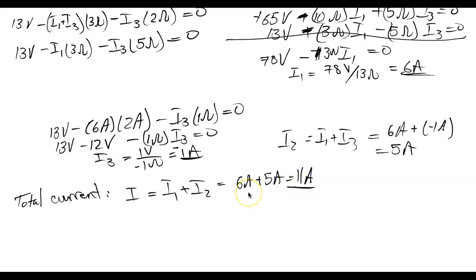And if we wanted to do the equivalent resistance, then we know we have the total current and the total voltage. We can say that the equivalent resistance is the total voltage, which is 13 volts, over the total current, which is 11 amps, and that gives us 1.2 ohms.